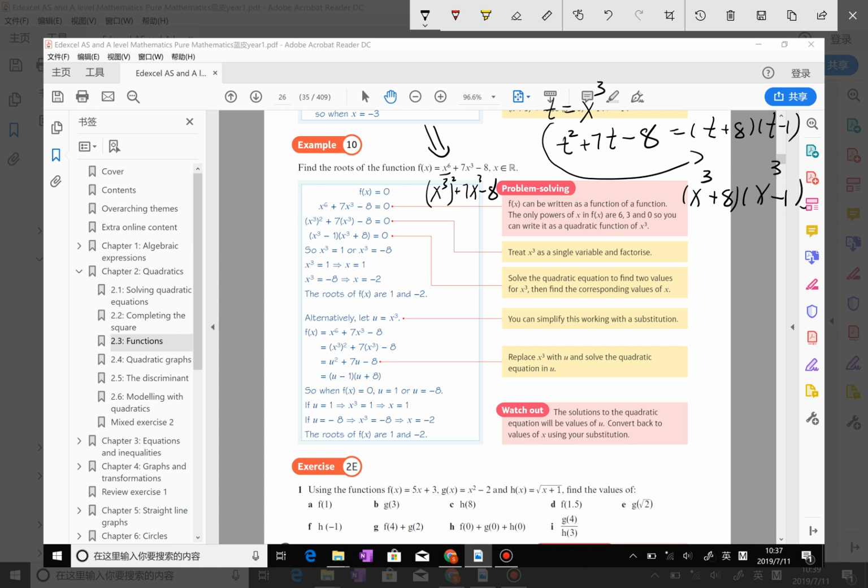Set it equal to 0, and we can find the roots. One is x cubed equals negative 8. Another is x cubed equals 1. So we have x equals negative 2 or x equals 1. So these are the two roots of the function.